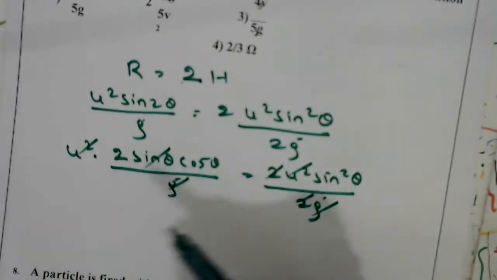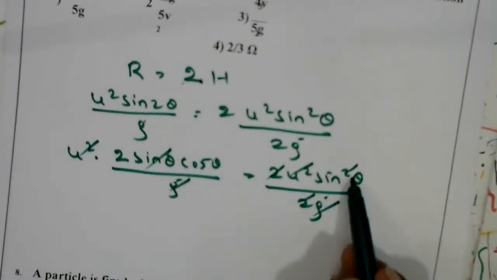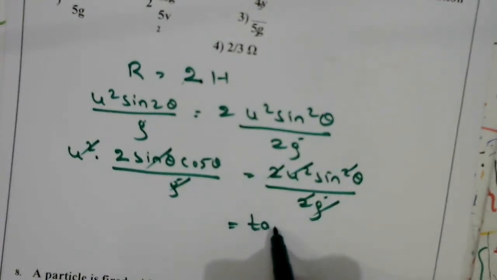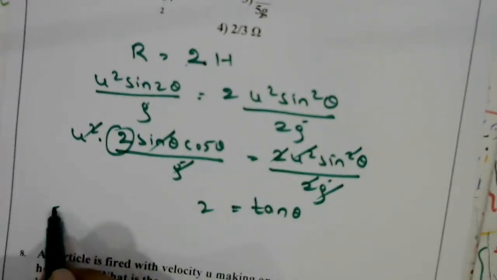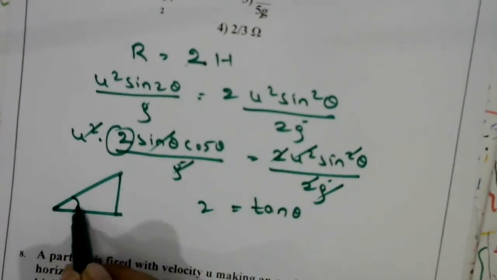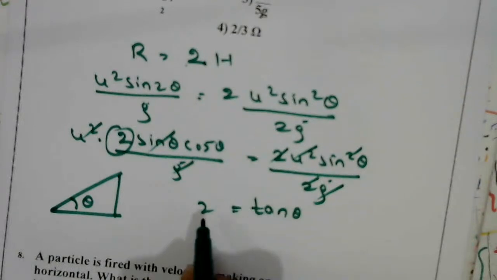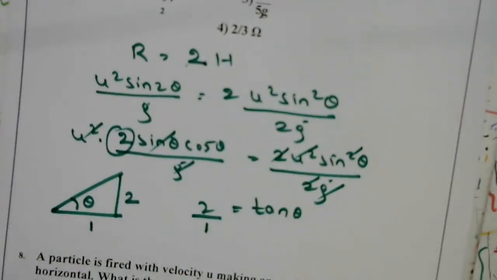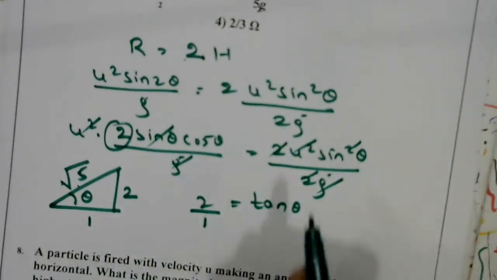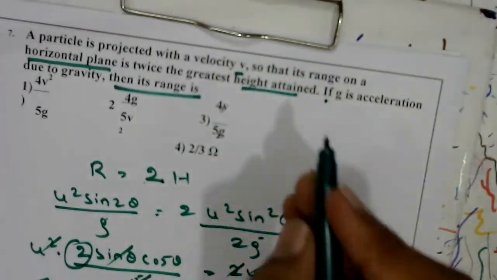In the remaining term, sine gets cancelled. Sine by cos is equal to tan, so tan theta is equal to 2. Draw a triangle like this. This is angle theta. Tan theta means 2 by 1, opposite by adjacent. The hypotenuse can be written as root 5. Now we are going to find the range.